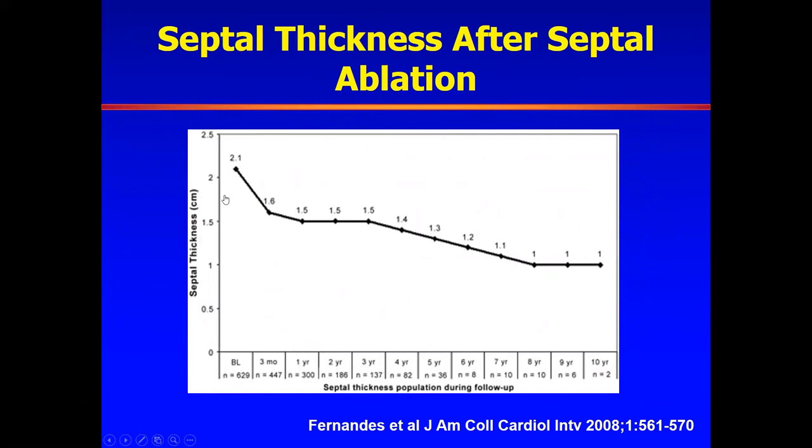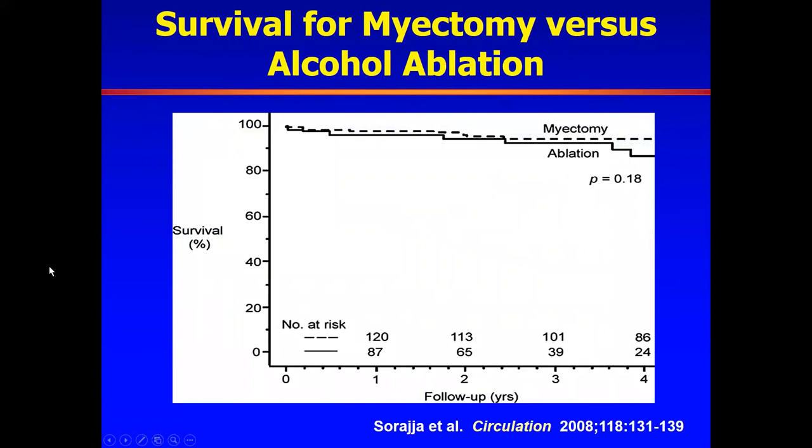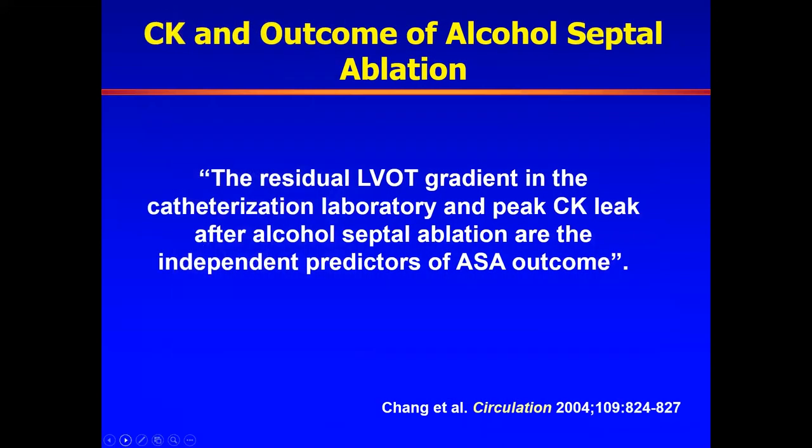Septal thickness drops from 2.1 to 1 centimeters. The thinnest septum you typically see by the second year or so, though ongoing reduction in septal thickness takes place. Outcome is very similar in myectomy and ablation. This is from the same institution, the Mayo Clinic. There are also data comparing different institutions showing similar outcome.